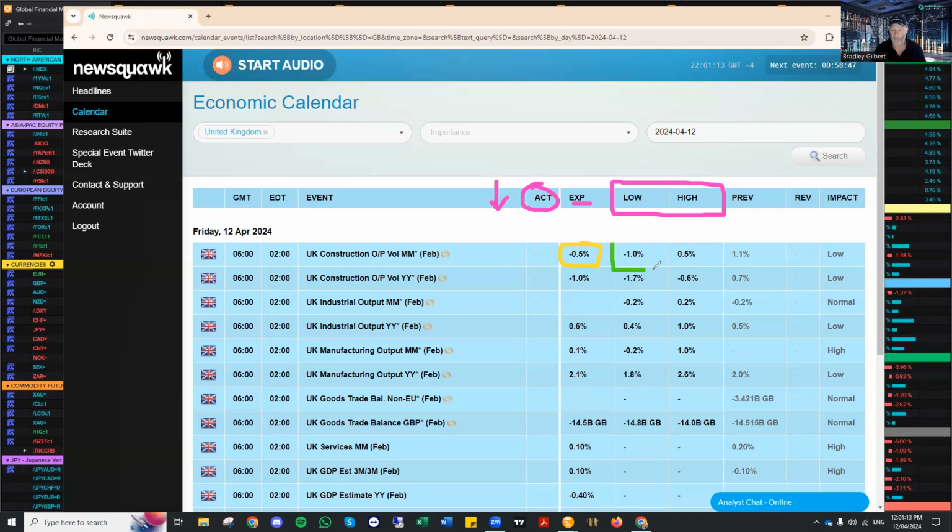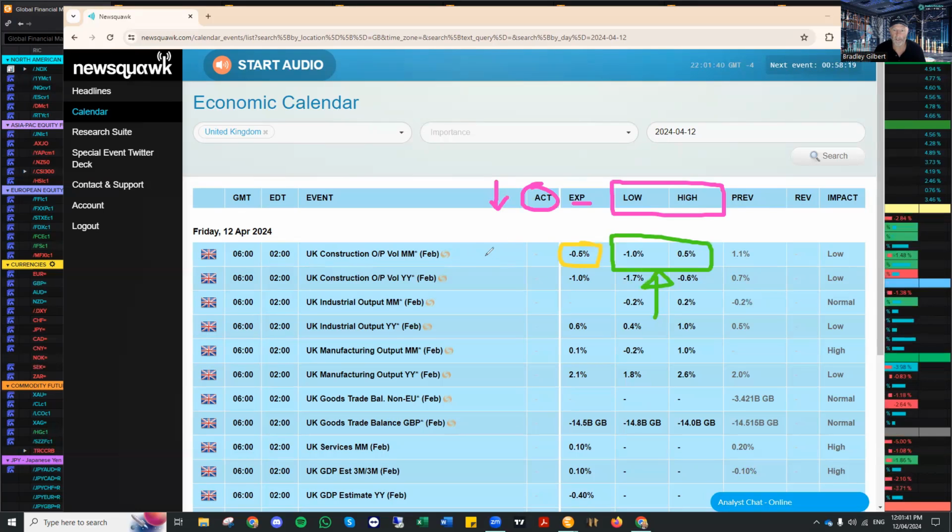But what we can do is track the range of the data. And what does this mean? All the respondents, all the financial institutions that have put in their averages to get the actual expectation, this is the range of their data, minus 1% to plus 0.5%. Now, what does that mean? Well, what it means is that's the whole market expectation for this number. Now, why is this important?